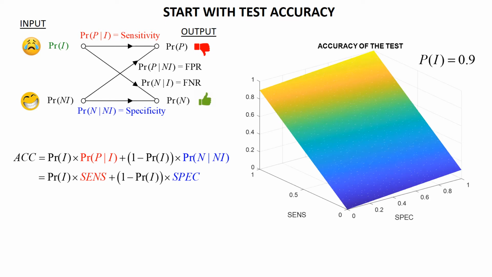And if I was to plot that for a prevalence of 0.9, then you can see that the sensitivity is much more important. If you increase the sensitivity, you get a bigger effect on the increase of the accuracy than you do when you change the specificity. And that's because the sensitivity, if you look at the equation, is multiplied by pi, and pi is quite large. Now, as we reduce pi, then the specificity becomes much more important in affecting the accuracy of the test.